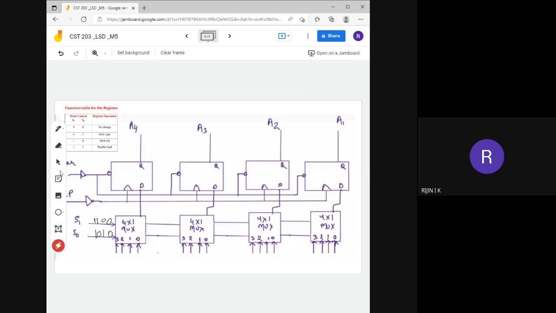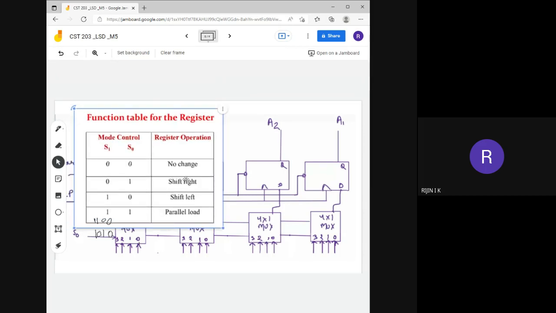Now we need to design a 4-bit bidirectional shift register with parallel load. As I said, a 4-bit bidirectional shift register mainly has 3 operations: shift right, shift left, and parallel load. And one more operation is there, that is no change. No change means you are not performing any operation. Whatever value is present in the flip-flop, it will keep the same value.